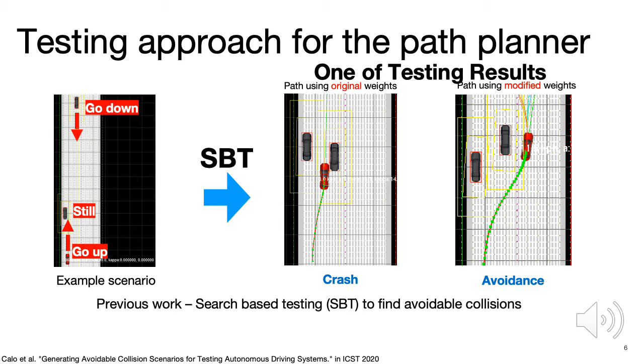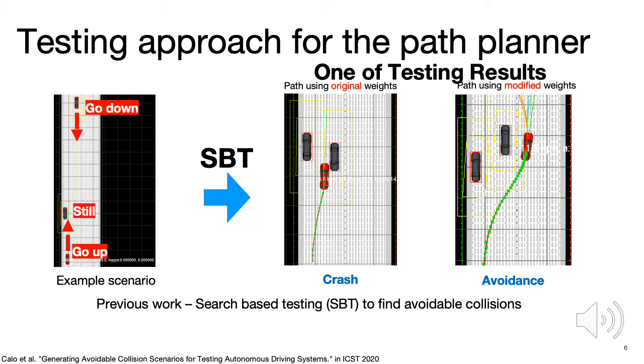We can see two simulations that use the same scenario but different weights. The left one crashes, but the right one takes a different path and avoids the crash. So this is one of the tested results. And from all of the testing results, we can see that different collisions can be solved in different ways.